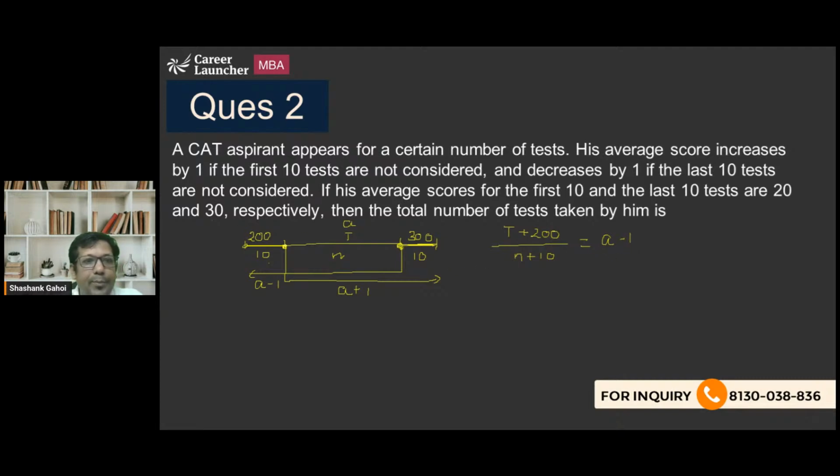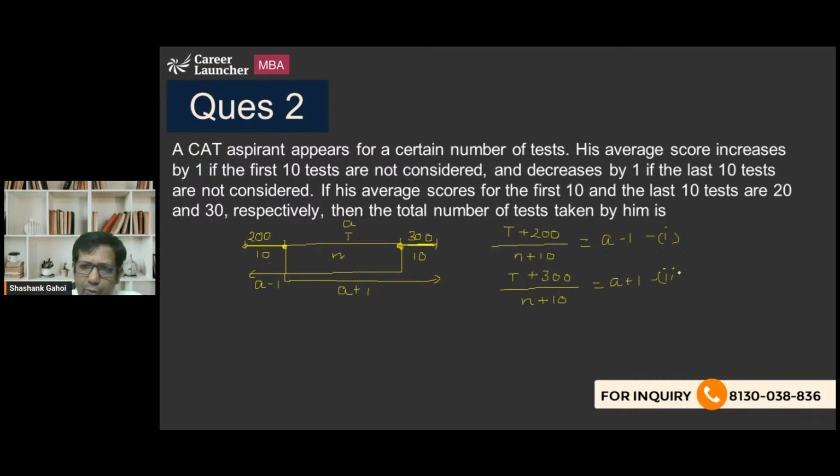Okay. If I'm not considering the first 10, what is the total score? That is T plus 300. What is the number of tests? n plus 10. What is the average? That is A plus 1. Okay. Now let's say this is equation 1, and let's say this is equation 2.